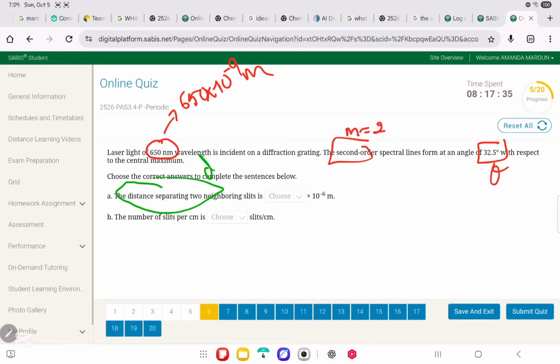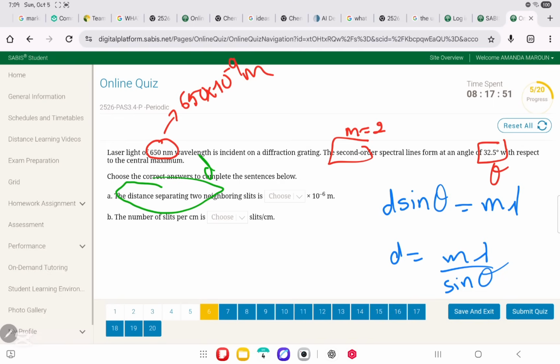So how do we find d if we have lambda, if we have m, and if we have theta? Very simply, we use the equation d sine theta equals m lambda. So d is equal to m lambda over sine theta. Put it on the calculator, and you will get an approximate answer of 2.42 times 10 to the power of minus 6 meters.